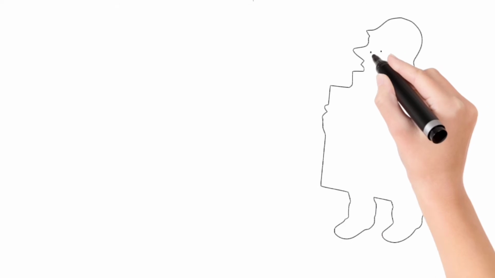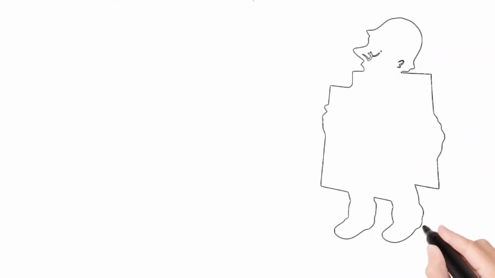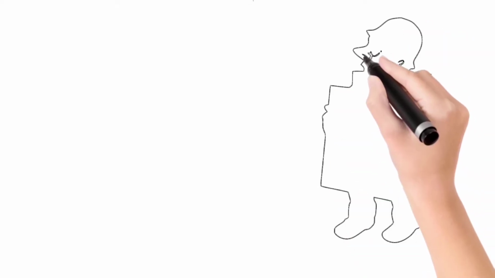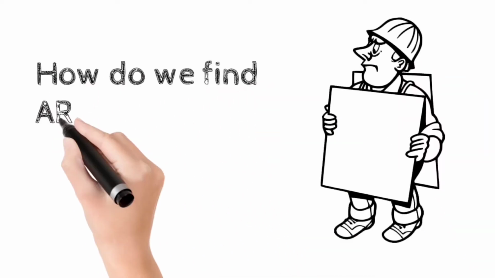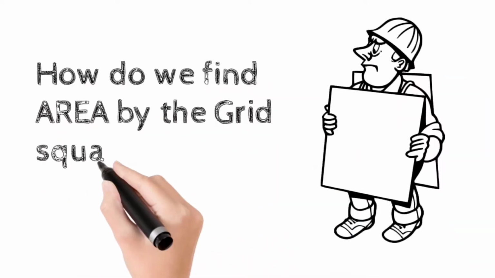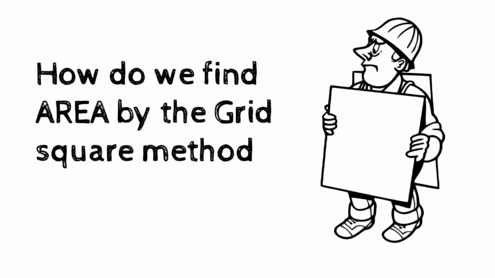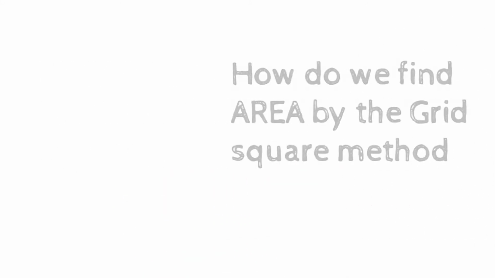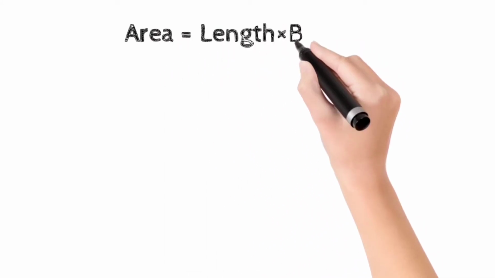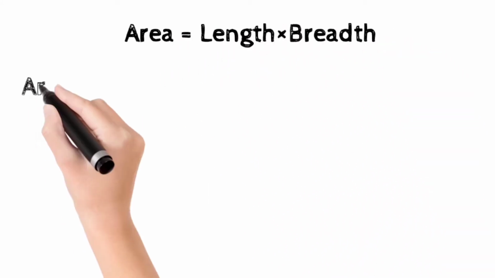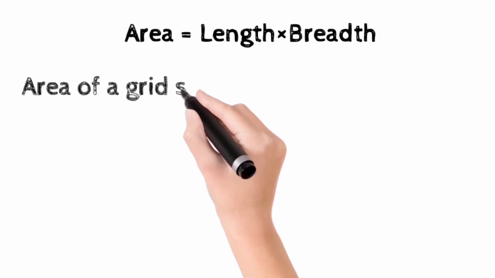In this video, we will cover the second part of Toposheet, how to find area by the grid square method. And while you are learning here through this video, I believe you have your Toposheet with you. So let's get started. As we know, area is the product of length into breadth.